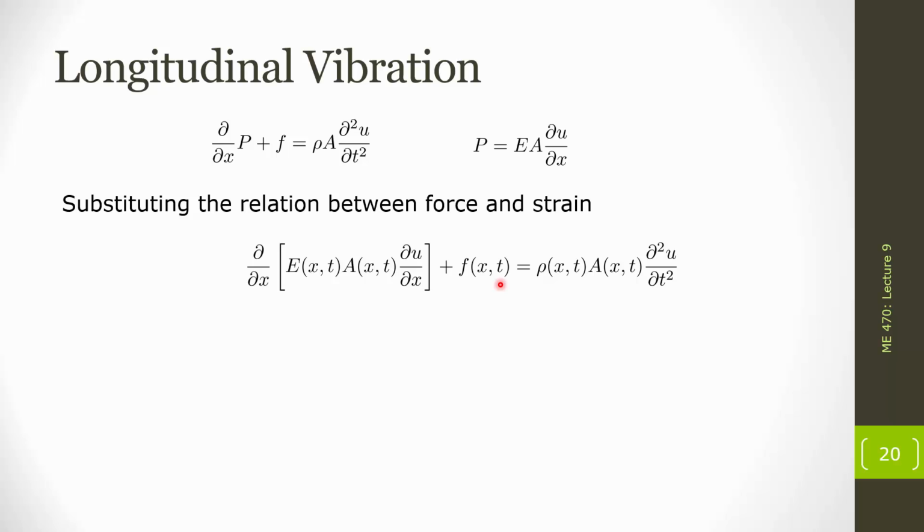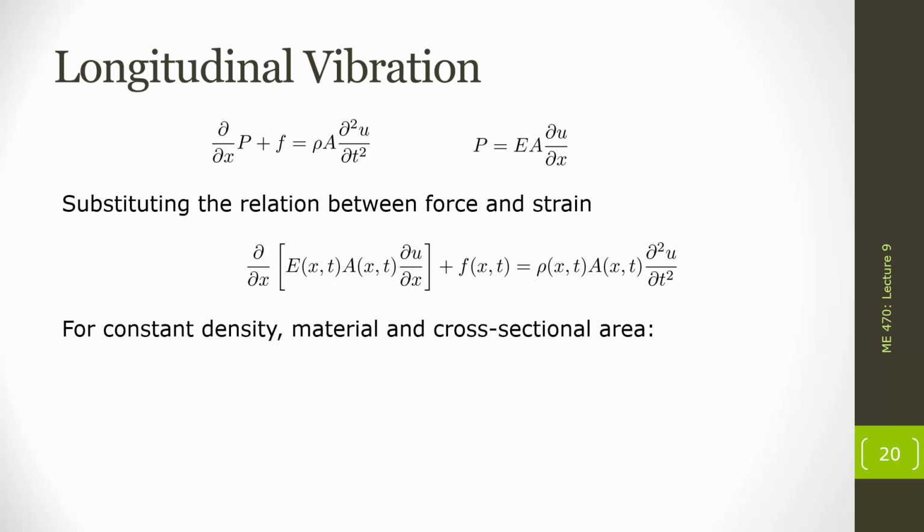But so that we can analyze this, so that we can get a closed form solution, we are going to limit a lot of these changes that we would be seeing. So we are only going to look at systems here that have a constant density, a constant material, and constant cross-sectional area. And this is going to be constant across space and across time. So what's this going to change in the system?